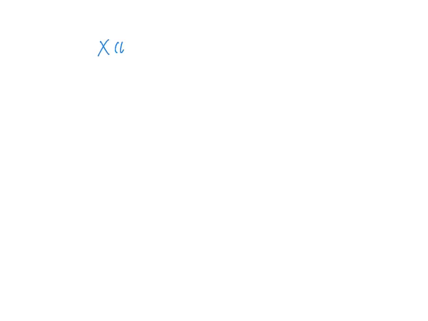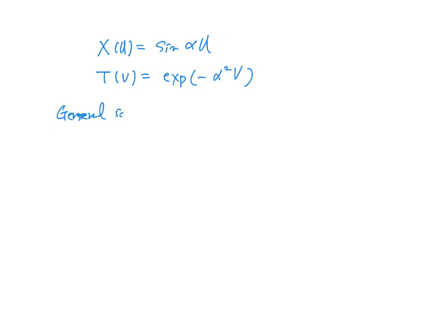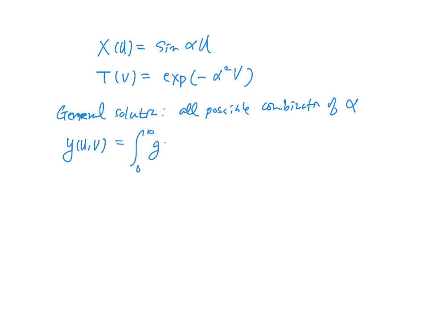X(u) is sine alpha u. That's the only possible case, right? And T(v) is exponential minus alpha squared v. So the general solution is all possible combinations of alpha. So Y(u,v) can be written as the following: some constant times exponential minus alpha squared v sine alpha u d alpha.